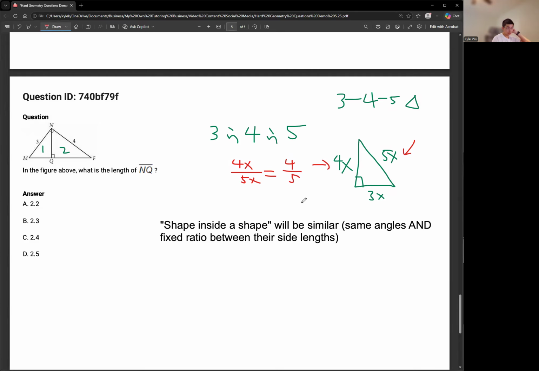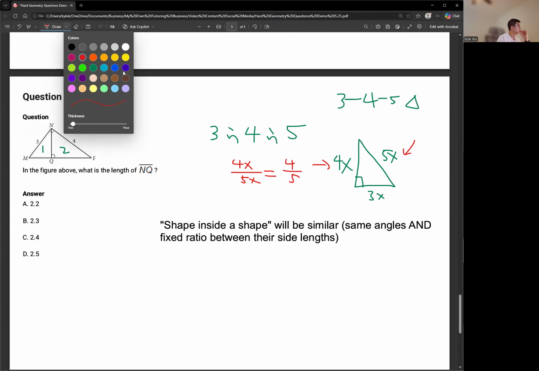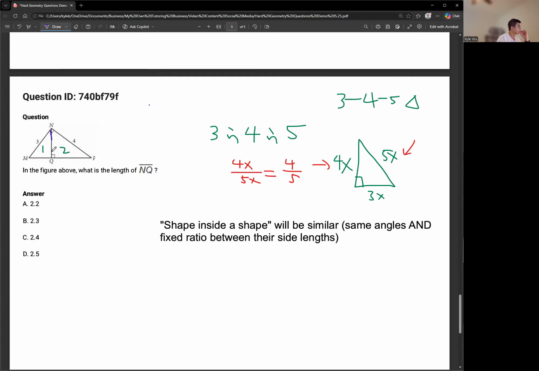The reason why this helps us is because NQ for triangle 1, that is the longer leg, right? Just visually, you can tell that NQ is bigger than MQ. And so NQ, from the perspective of triangle 1, is the longer leg. And we know that triangle 1, right, is still a 3, 4, 5 triangle. Shortest leg is 3x, longer leg is 4x, hypotenuse is 5x, right? So we're going to take advantage of that, okay?